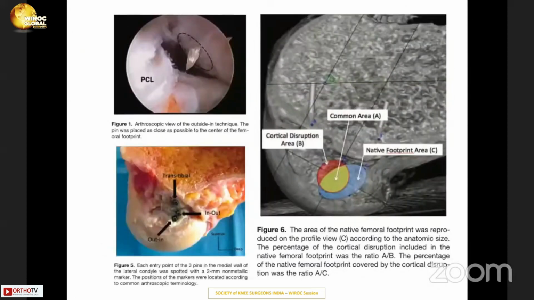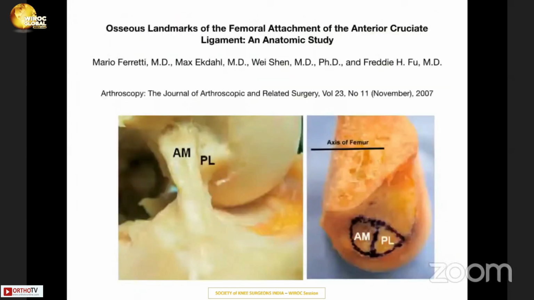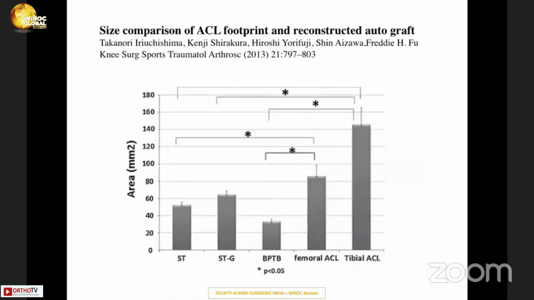Even on the femoral side, the footprint is oblique or oval and not circular. The tunnel we make may cover more of the AM bundle or the PL, or sometimes we are in between, but we are unable to recreate the native footprint on either the tibia or the femur. With the same thought process, Freddie Fu popularized the double bundle ACL technique to enhance the footprint by covering both bundles. But we all know the fate of double bundle ACL, and rarely do we talk about it nowadays.